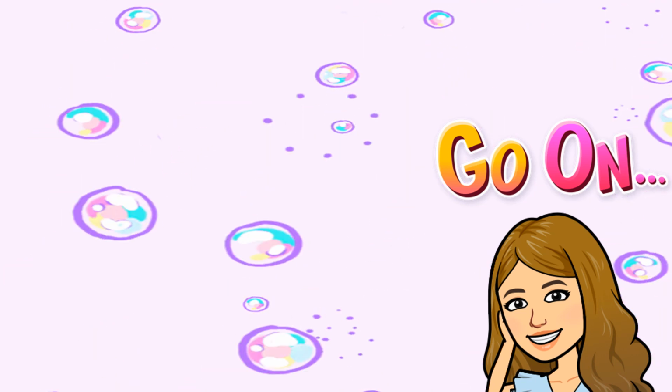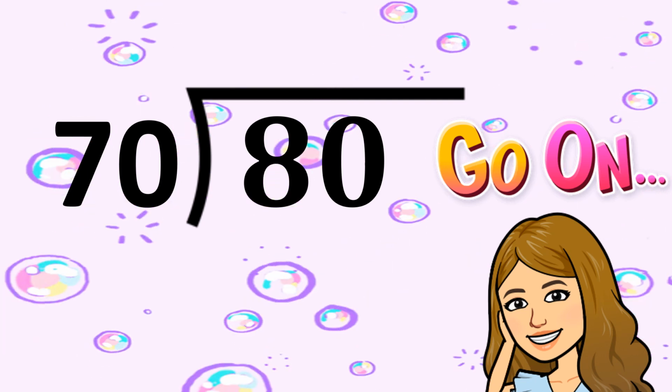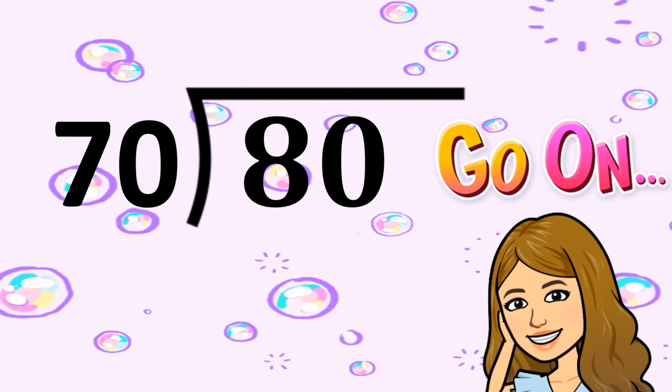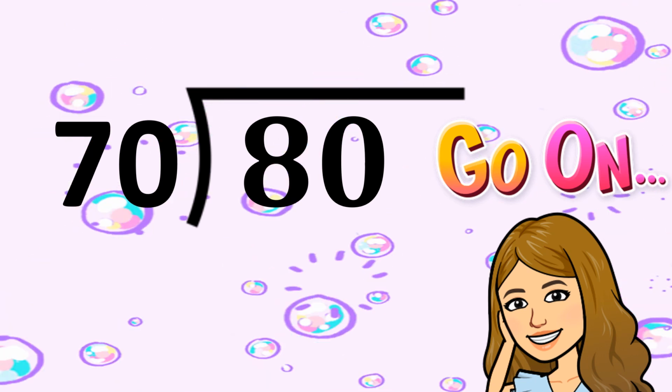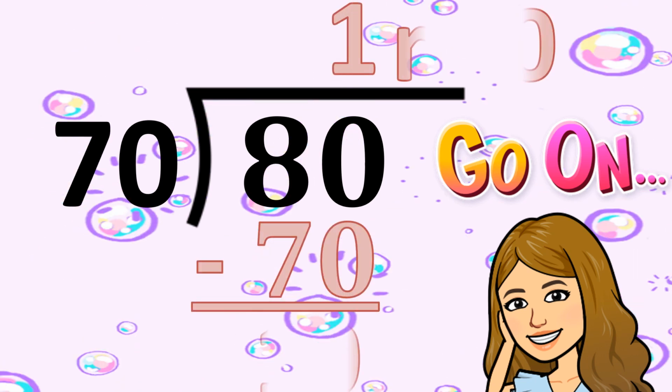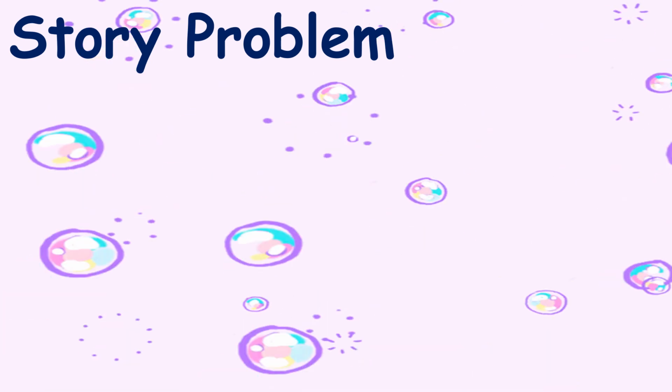For the last number, 80 divided by 70. How many? Also correct. It's 1, remainder 10. Fantastic, class. So now, let us have our story problem.